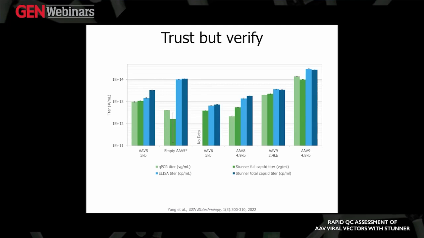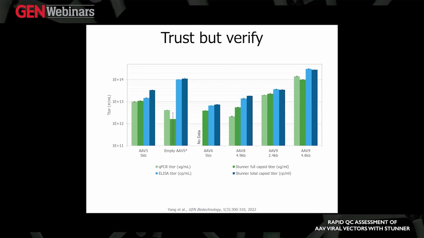On this graph, the second sample shown here is actually an empty control that showed an approximately 3% signal by qPCR and a DNA signal by Stunner that was at or below the lower limit of detection, agreeing with its intention of being used as an empty control sample.